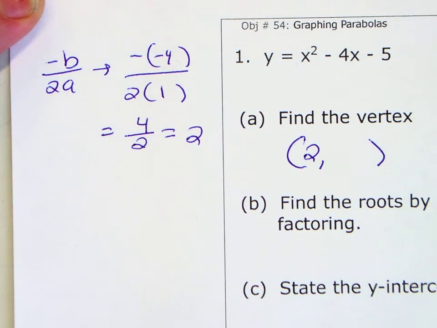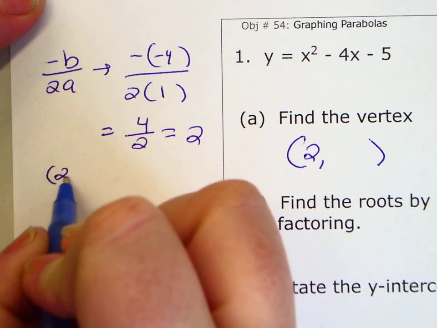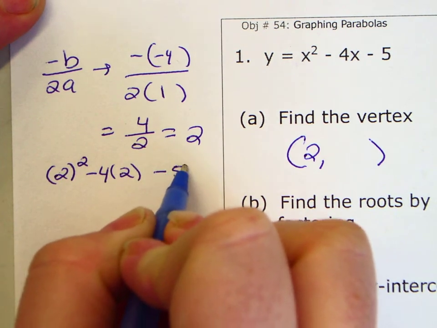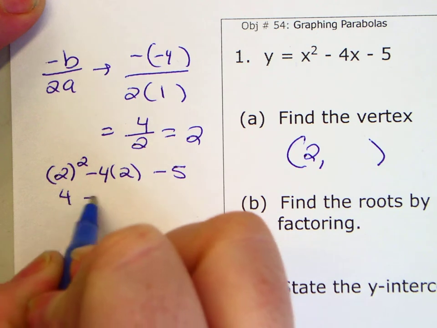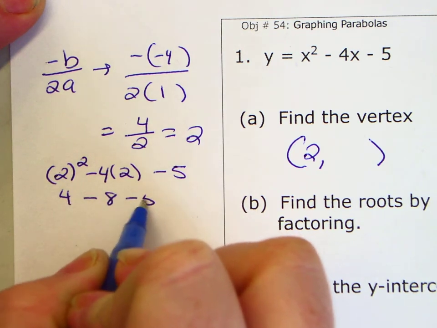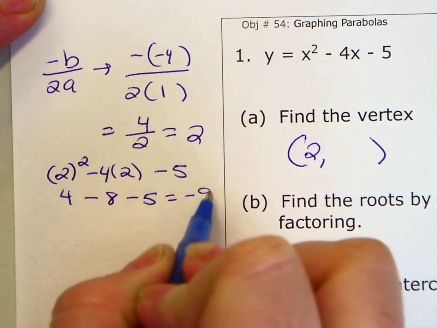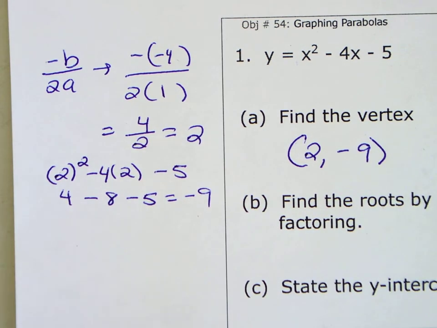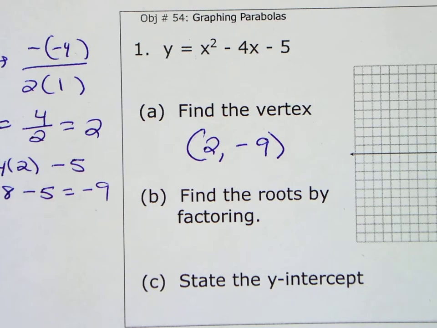We find the y value by plugging in. 2 squared minus 4 times 2 minus 5. Let's see. 4 minus 8 minus 5. It's negative 9. Okay? So we have the vertex. And look at letter B. Letter B says find the roots by factoring.